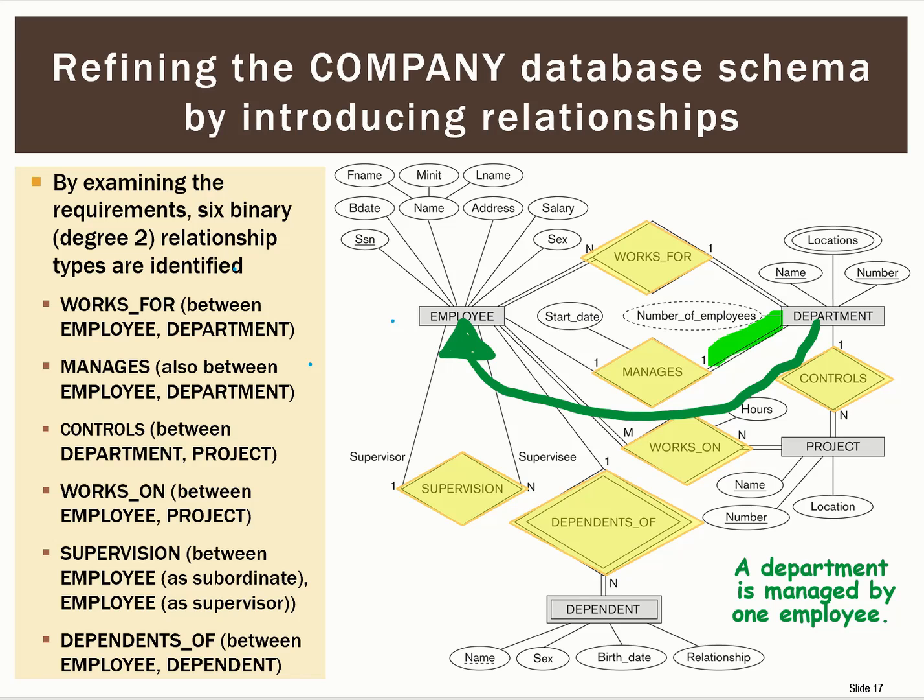The way we will do that is we will change it from a department is managed by one employee to every department is managed by one employee, because that double line means total participation. That means every single department in your system is managed by one employee.